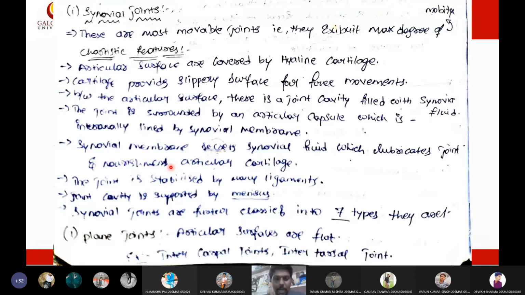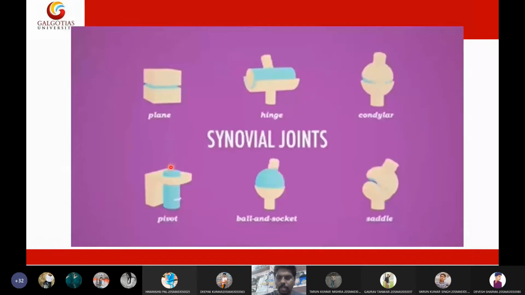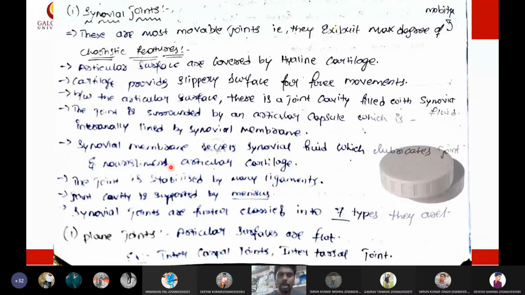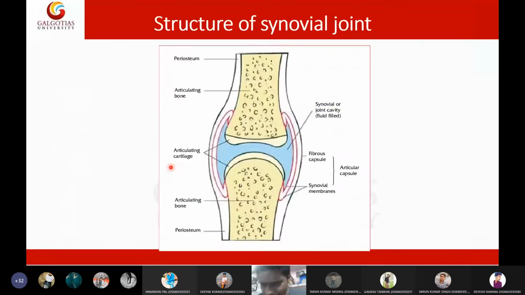That is why knowing the structure of a typical synovial joint is very important. Now I will show you the structure of a typical synovial joint. We have many types of synovial joint that I will tell later. The main point is that synovial joints show a wide range of mobility. Now, every one of you must practice this picture, students. This is a typical structure of a synovial joint.